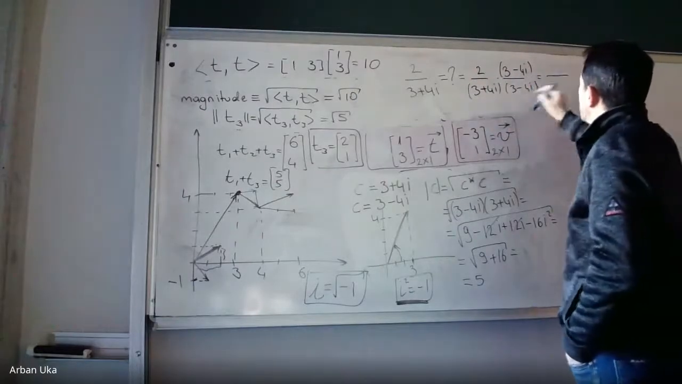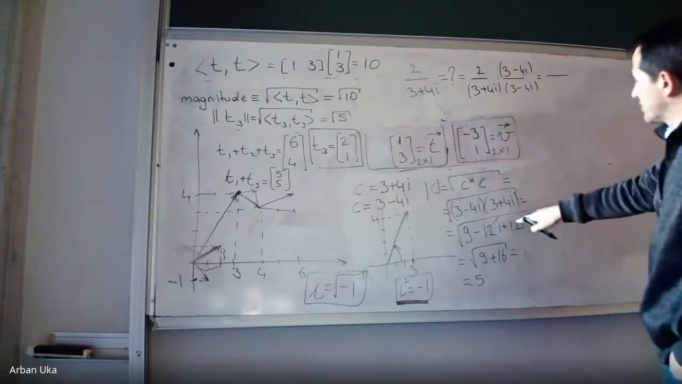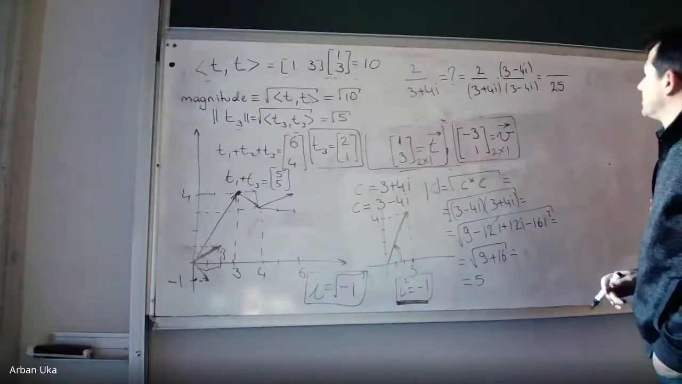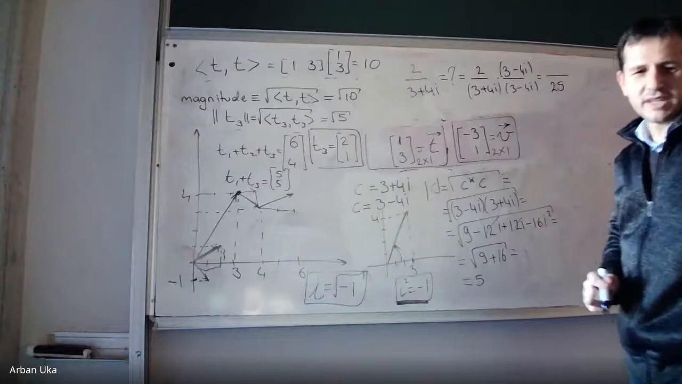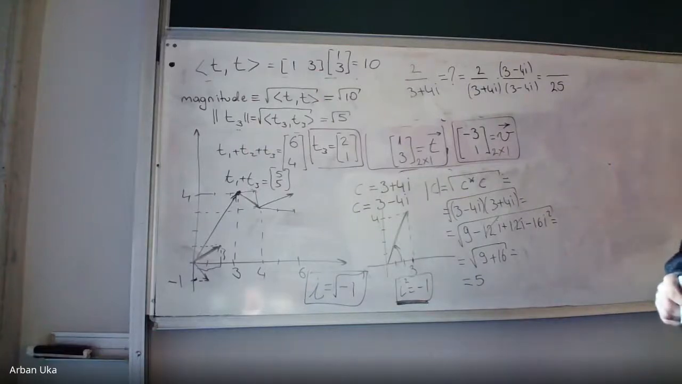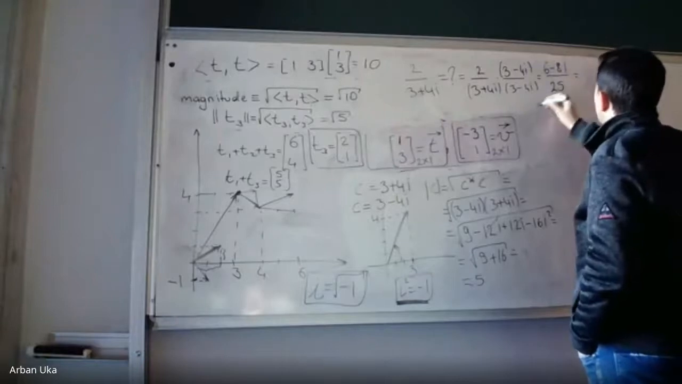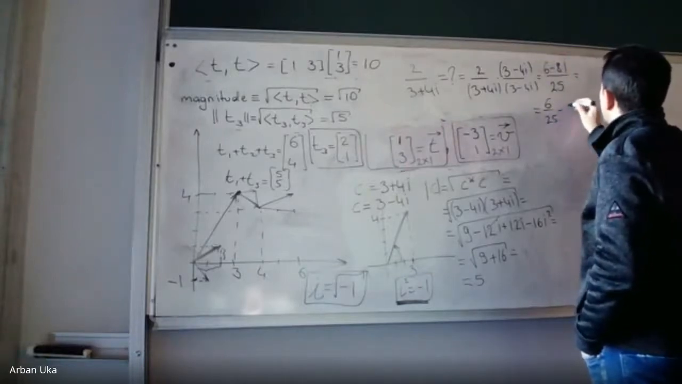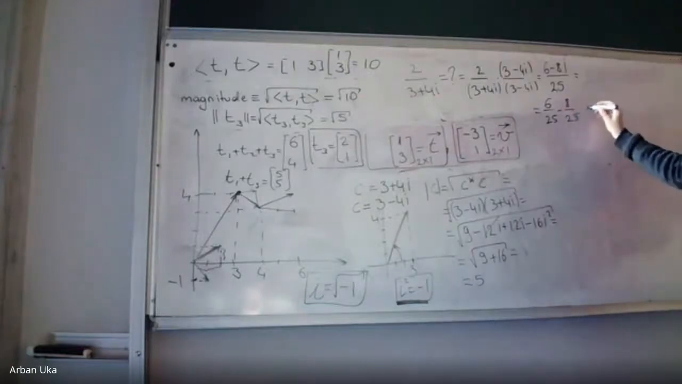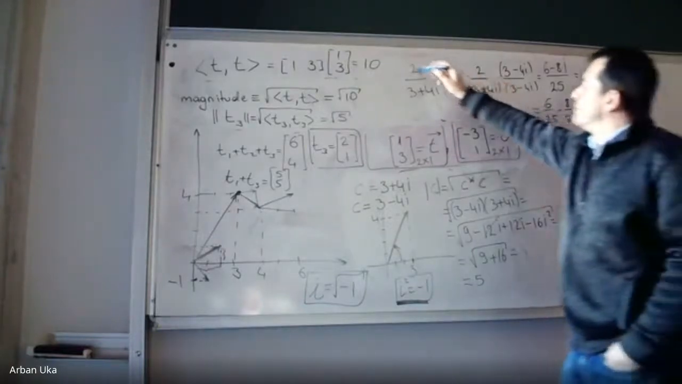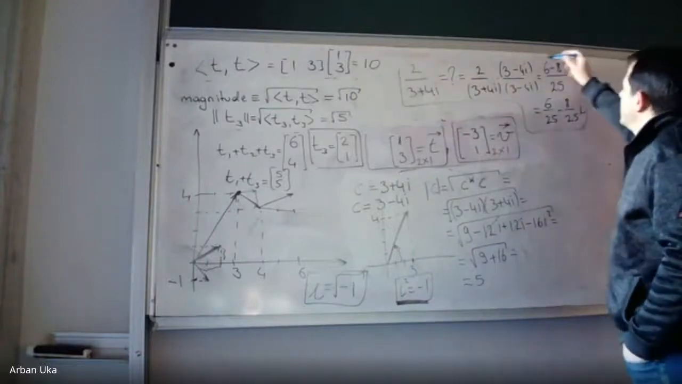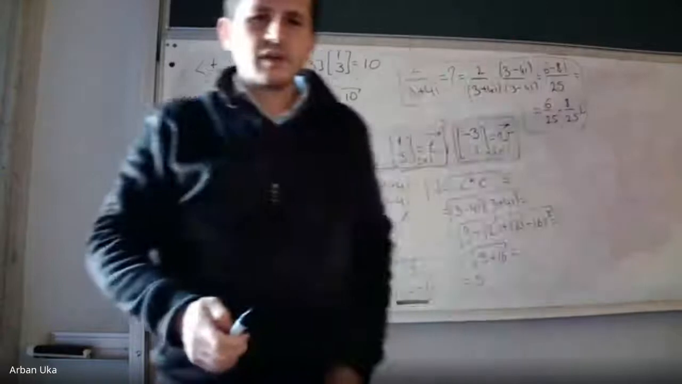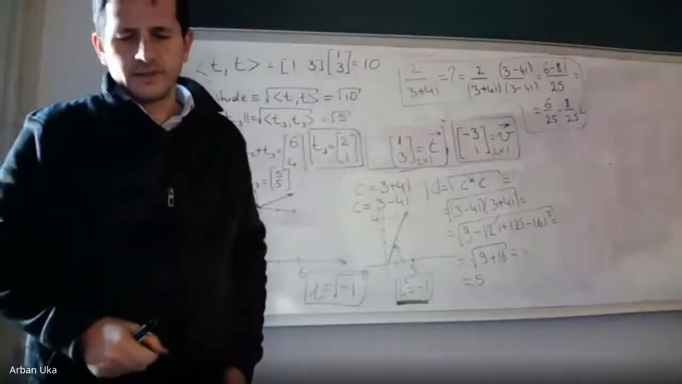So what is this? 3 plus 4i times 3 minus 4i. We get 25, the square of the magnitude. It's 5, yeah, 25. Let's call it 25 for the moment. And then what about the numerator? 6 minus 8i, that's correct. And this is equal to 6 over 25 minus 8 over 25 times i. But why were we forced to do this? We had to do this because a division by a complex number is also not defined.